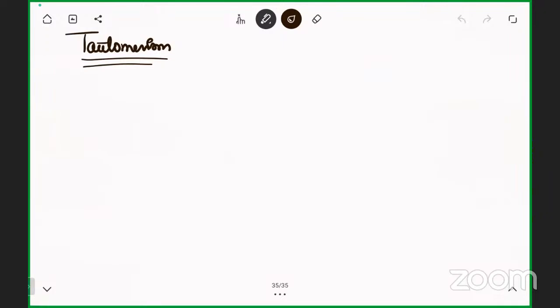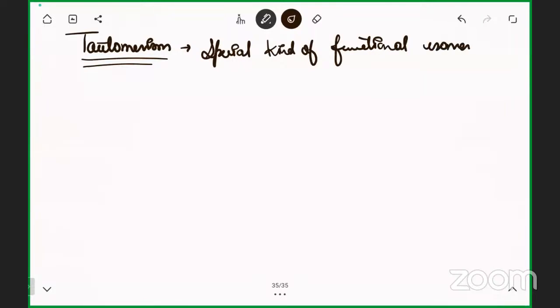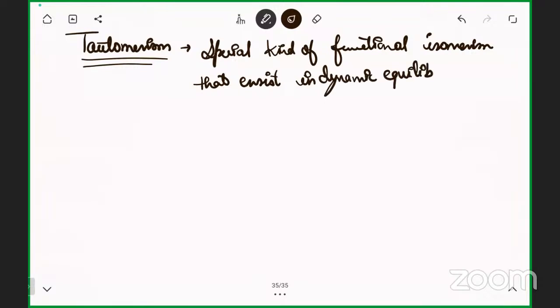Okay. So if I talk about this particular isomerism, it's a special kind of functional group isomerism. You can write a special kind of functional isomerism, that exists in dynamic equilibrium. This exists in the dynamic equilibrium. It means interconvertible states are there.